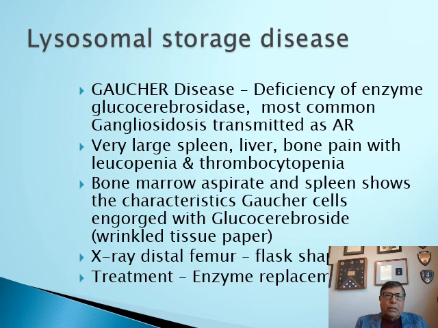Now let's look at the Gaucher's disease. This is the more common one, and you have a deficiency of enzyme, as I showed in your last slide, glucocerebrosidase, and it is autosomal recessive. And this patient presents with very large spleen and liver. They have significant bone pain with leukopenia, thrombocytopenia.